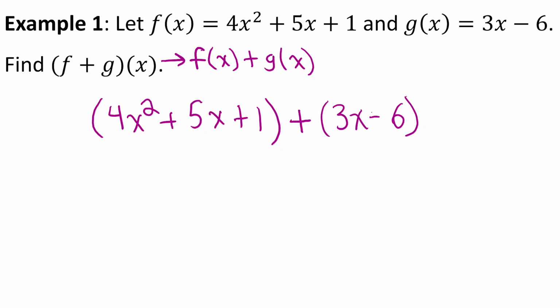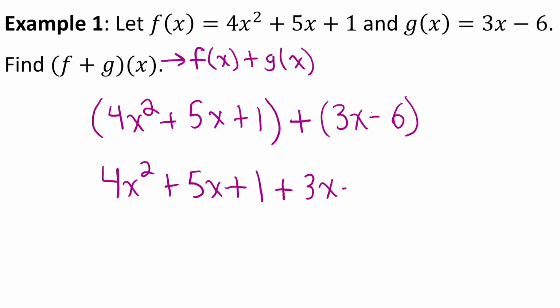The reason we use parentheses in the first place is to ensure that if we see a negative sign on the outside, we can just automatically use the distributive property to distribute that negative into the inside of the respective parentheses. But since there are no negatives in this problem on the outside, we would then just do 4x squared plus 5x plus 1 plus 3x minus 6 and remove the parentheses.